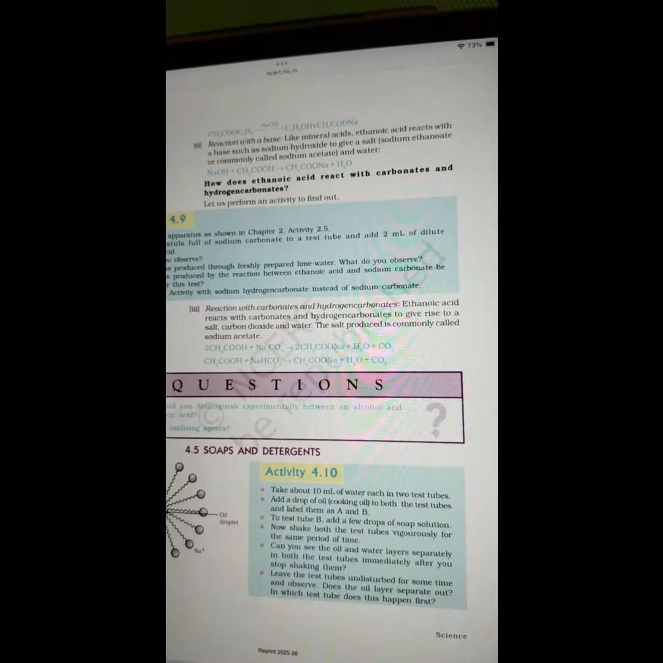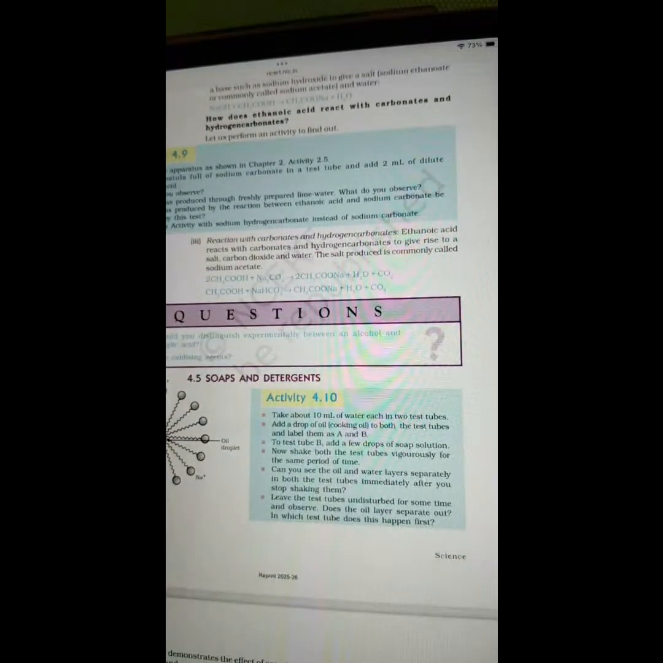This is the topic under this activity that has been given to you. Take about 10 ml of water each in two test tubes. Take a drop of cooking oil in both the test tubes and label them as A and B. To test tube B, add a few drops of soap solution. Now shake both the test tubes vigorously for the same period of time. Can you see the oil and water layers separately in both the test tubes immediately after you stop shaking them? Leave the test tubes undisturbed for some time and observe. Does the oil layer separate out? In which test tube does this happen first?